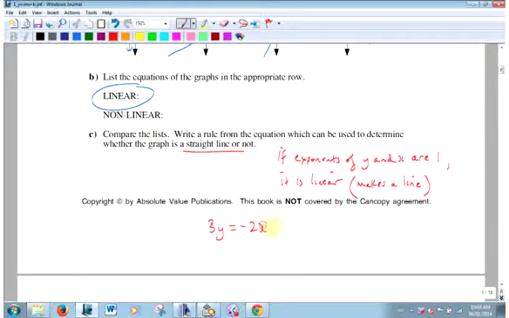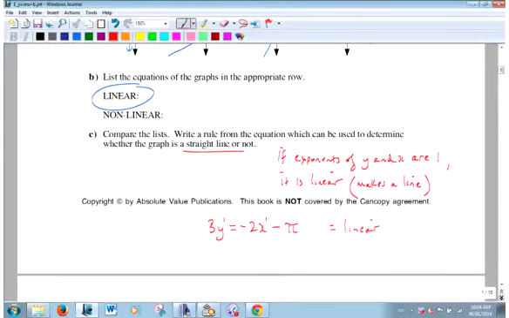3y is minus 2x minus pi. Is that going to make a line? Is that linear? It's linear if the exponents of y and x are 1. What's the exponent of x here? Yeah, what's the exponent of y? She makes a line. She's linear.